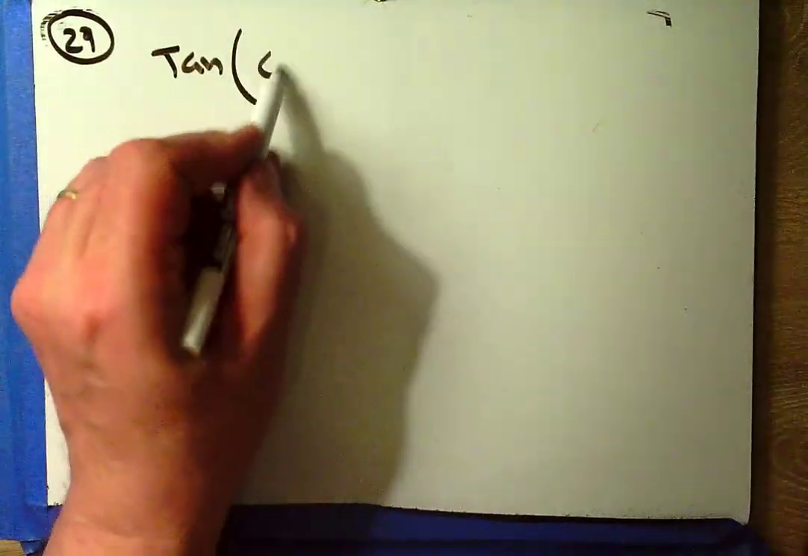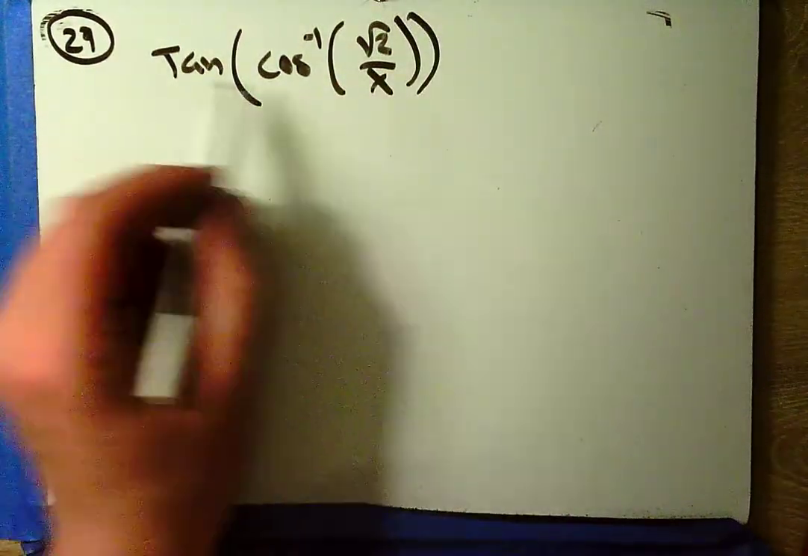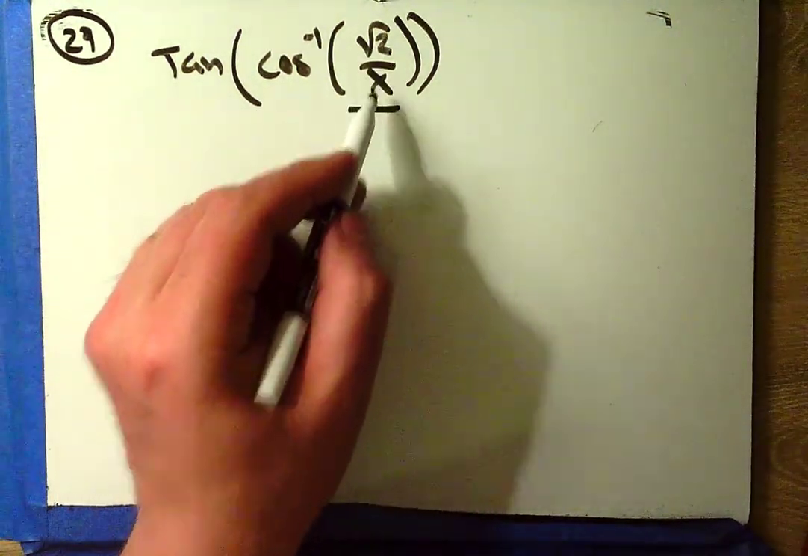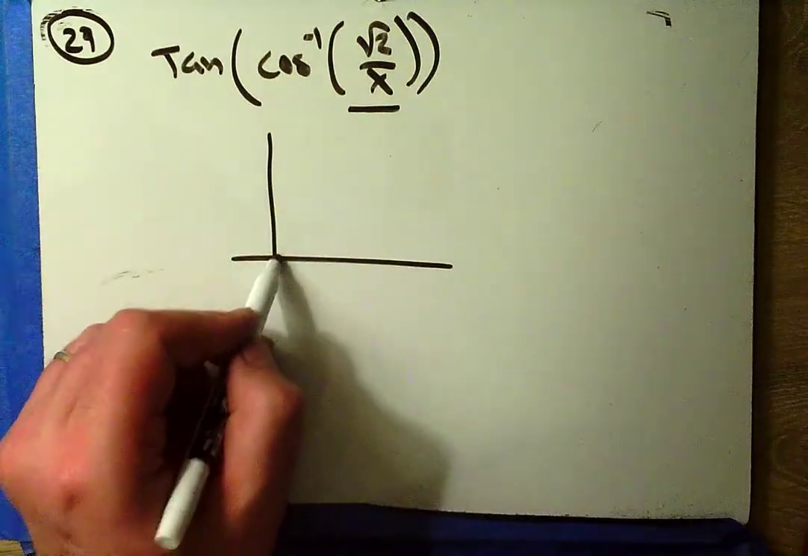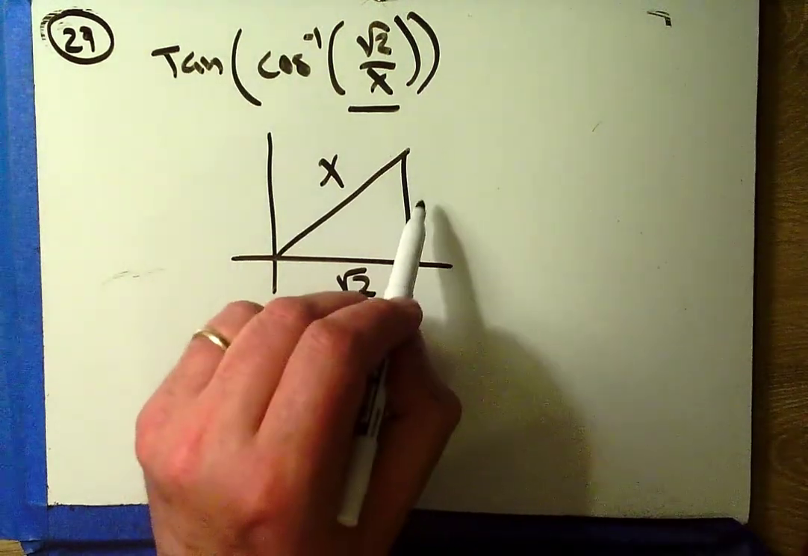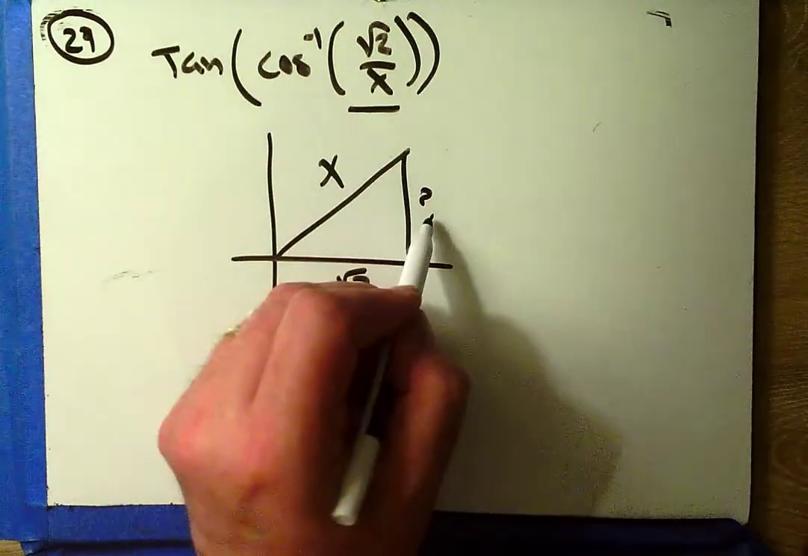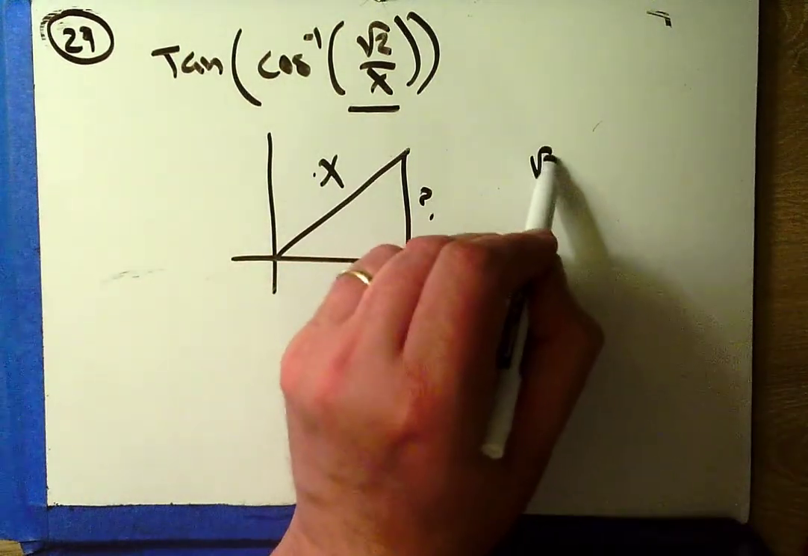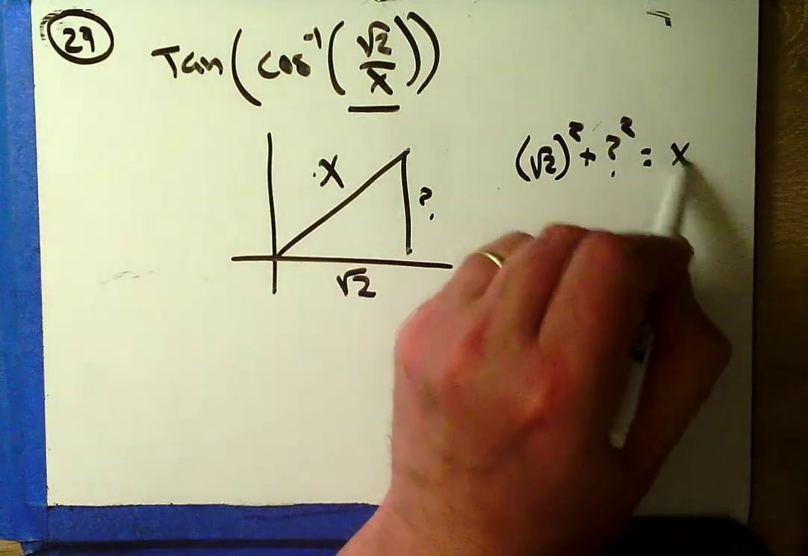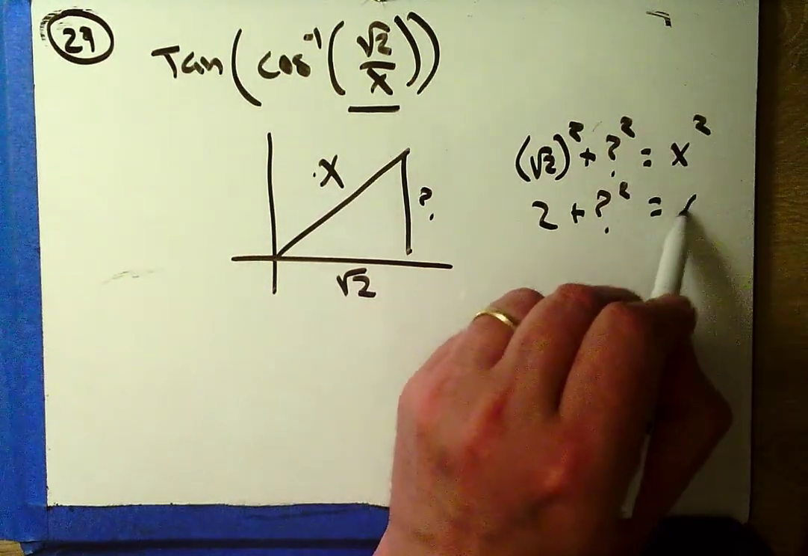Tangent of cosine inverse root 2 over x. Okay, so I'm going to draw a triangle where the cosine is root 2 over x, or the adjacent over hypotenuse is root 2 over x. Now I use the Pythagorean theorem to find this side. If I'm not sure how to do that, remember a squared plus b squared equals c squared. So root 2 squared plus question mark squared equals x squared. 2 plus question mark squared equals x squared.